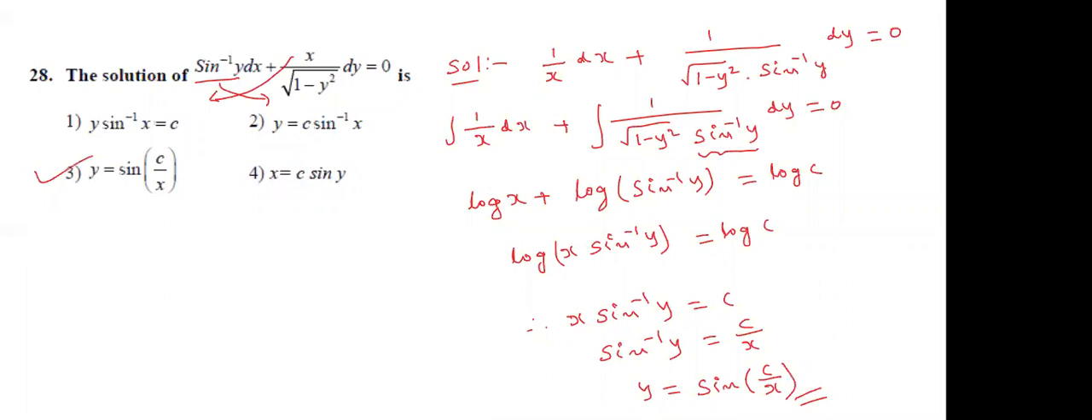Third option is correct. So finally, we have completed variable separable method level 1 and level 2 problems. Okay, students.